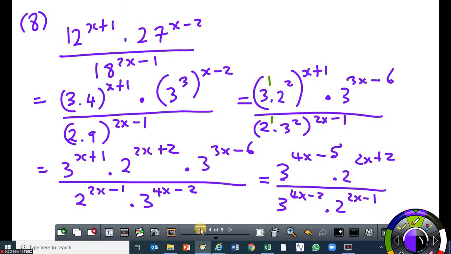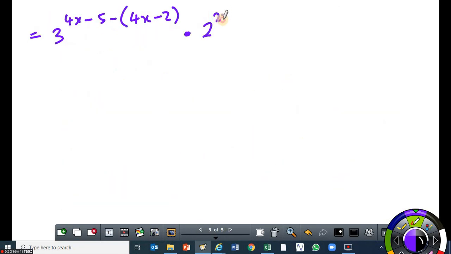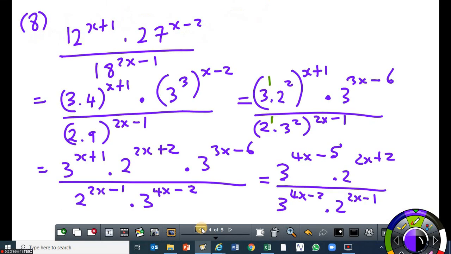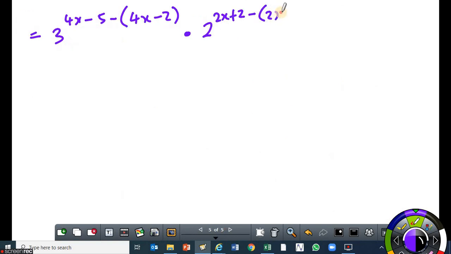We have 2 to the power of 2x plus 2 minus, open bracket, 2 to the power of 2x minus 1. So I'll put 2x minus 1. Are you following? I'm using law 2 of exponents, and you were taught law 2 of exponents from grade 7 or 8. If you are dividing bases that are the same, subtract the exponent.